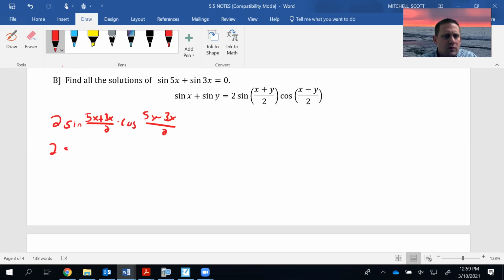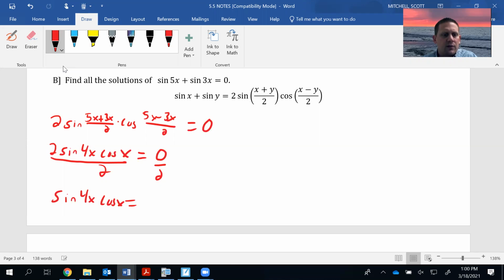So I'm going to have 2 sine of, this is 8x divided by 2, so that's 4x. And then don't forget that that equals 0. And then here, 5x minus 3x is 2x divided by 2 is just x. And that still equals 0. So what you can do is divide everything by 2 to get rid of the 2 out front. That doesn't change this 4, but it does at least allow me to focus on these 2 things.